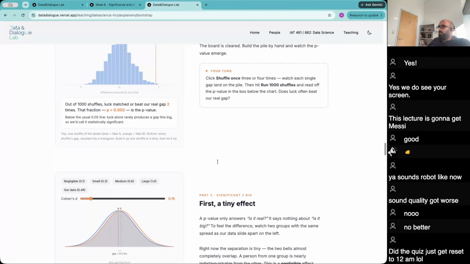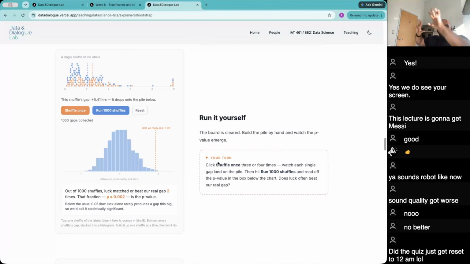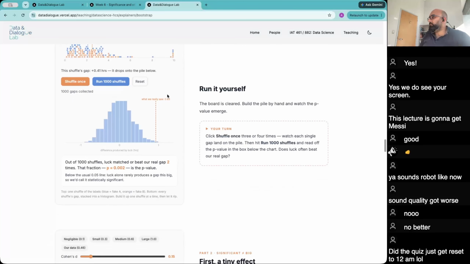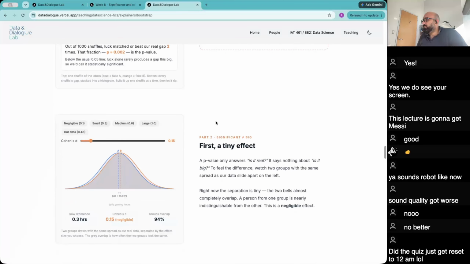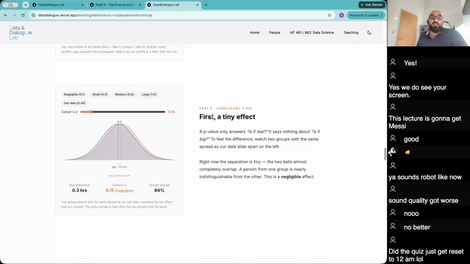Now, forget this whole p-value. The p-value says, whatever difference I observed, how likely is it for me to observe this if there was nothing going on? But there's another important concept. Is the difference I'm seeing really good? Is it an important difference? Is this something meaningful? This is called effect size.